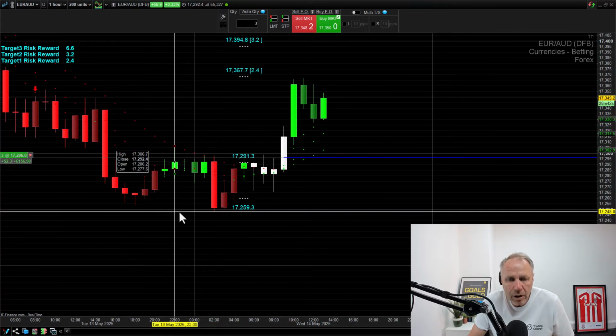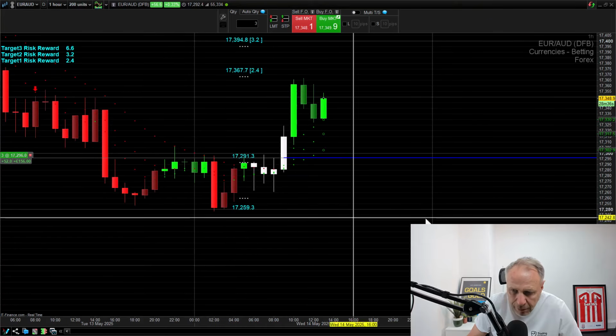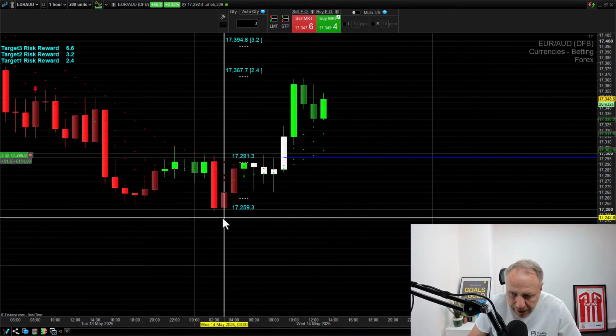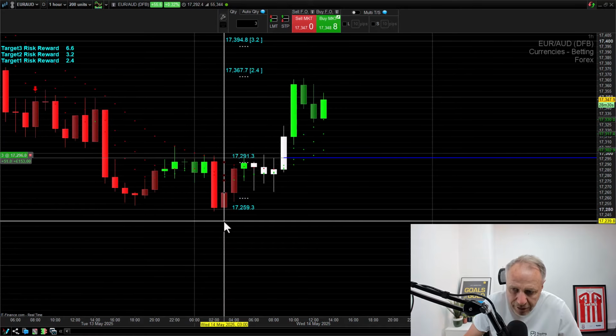So if you are going to use a stop, make sure it's away from round numbers. If the round number is this 172.50 area here, then put it further down, 172.38 or something like that, away from that round number.